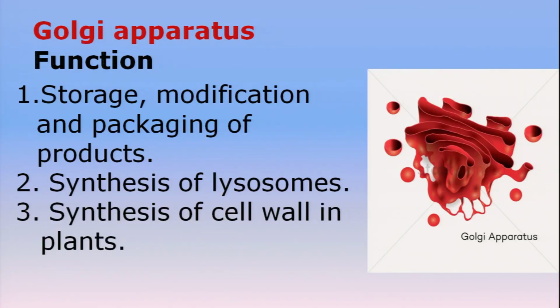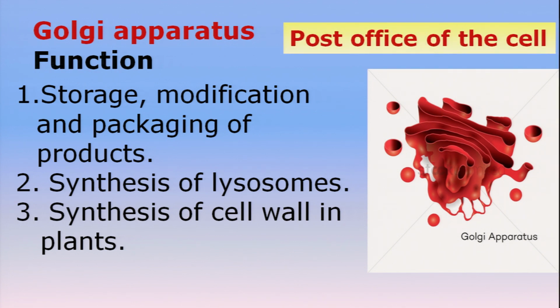We will see the function of Golgi apparatus now. Golgi apparatus stores, modifies, packages products and transports them to definite destinations. That is why it is called the post office of the cell. It is called the post office of the cell because it receives materials, modifies them, packages them and sends them to different locations. So, what does this Golgi apparatus receive actually?